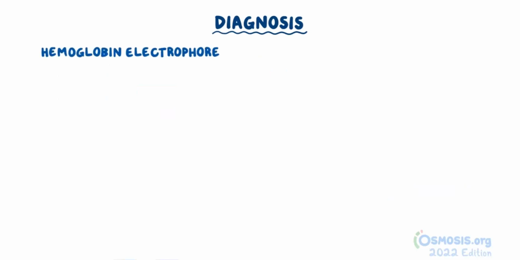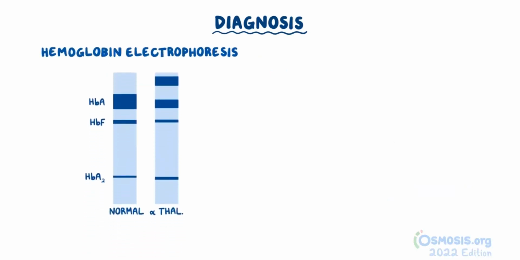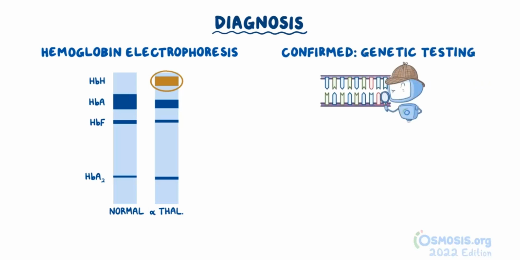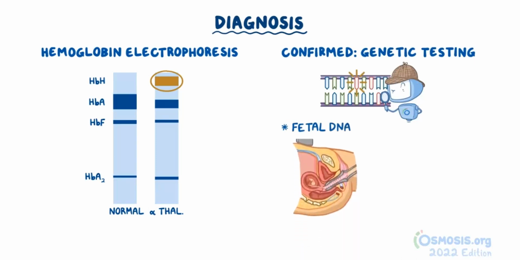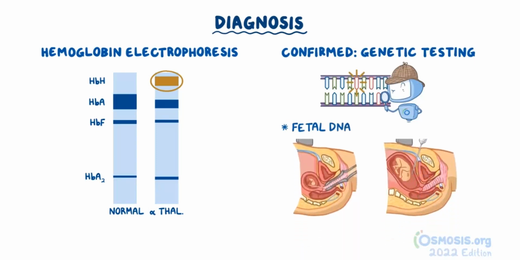Hemoglobin electrophoresis can be done to see which hemoglobin types are present. For example, HbH will be seen as an extra band ahead of HbA on electrophoresis. Finally, the diagnosis is confirmed by genetic testing to look for hemoglobin gene mutations. This can also be done prenatally by testing fetal DNA obtained through either chorionic villus sampling or amniocentesis.